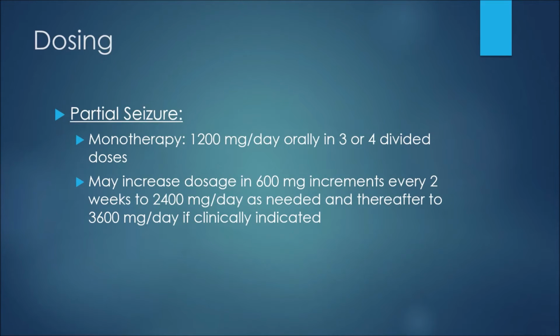Now for an example of dosing with Felbamate. In the treatment of a partial seizure, using this medication as monotherapy, we may see an initial dose of 1,200 milligrams per day given orally in 3 or 4 divided doses. The patient may then increase the dosage in 600 milligram increments every 2 weeks to 2,400 milligrams per day as needed, and thereafter to 3,600 milligrams per day if clinically indicated.